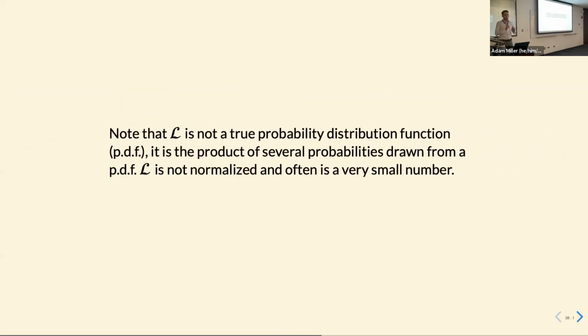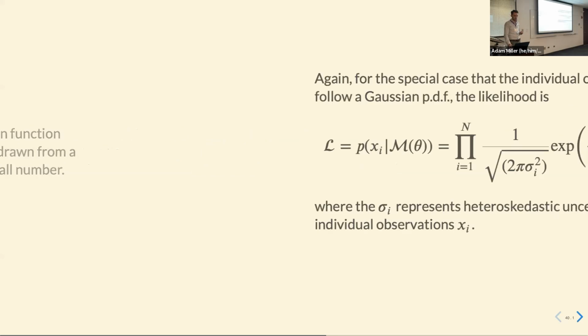All right. A quick note, the likelihood is not itself a probability distribution function. This is not something that you can integrate and then it's equal to 1. Every observation is described by its own probability distribution function, and then it takes on a single value once that observation is realized. And we multiply all of those together in order to get the likelihood. So the likelihood is not normalized, and it's typically a very small number. We'll see this during the exercises.